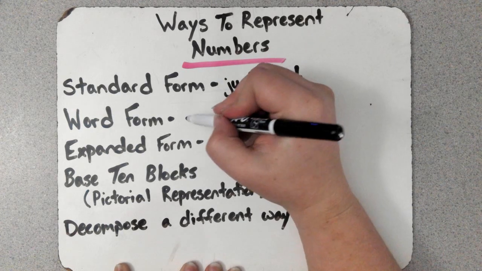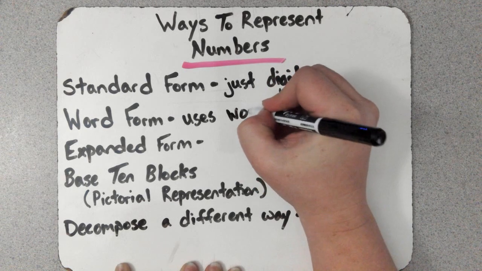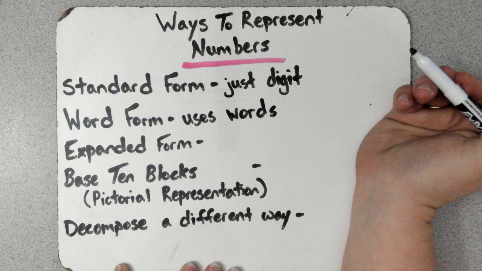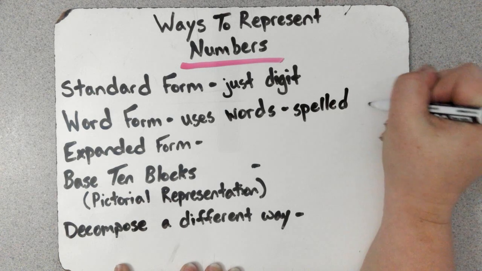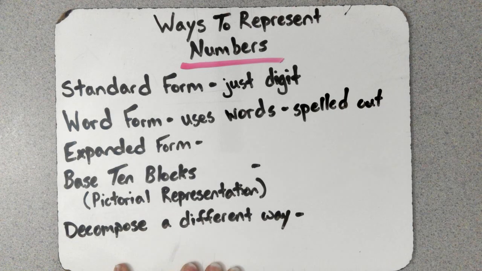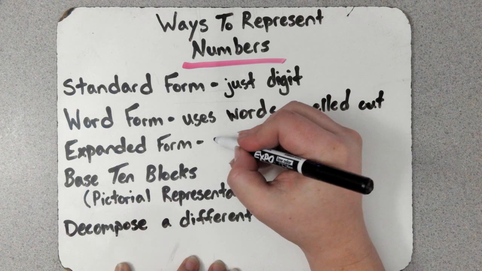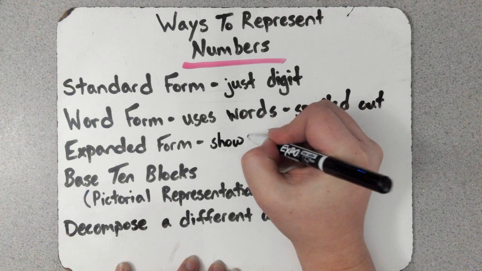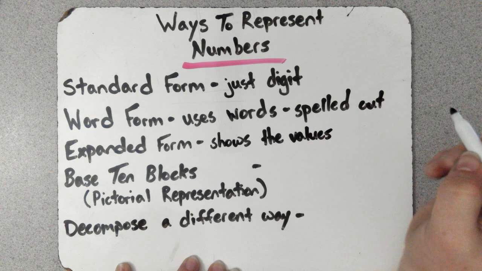Word form uses words. It's the one that's probably the easiest to remember because it's got it in the names. It uses the words. It is spelled out. And our kids do have all the number words spelled out in our classroom as well as in their red folder. In the very middle of it, their working folder has all of their number words for them. Expanded form shows the values of all the numbers. Or, excuse me, all of the digits.